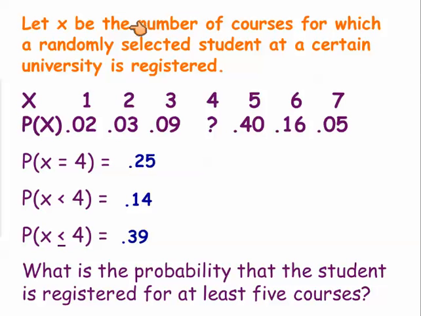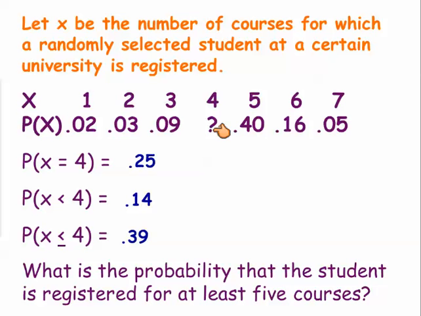Okay, so let's look at this. Let x be the number of courses for which a randomly selected student at a certain university is registered. They could be registered in 1, 2, 3, 4, 5, 6, or 7 classes. Could they be registered in 0? Well, they wouldn't be a student if they were registered in 0, would they? So, this is the probability table down here. They're telling you 0.2, 0.3, 0.9. Oh, they didn't give me a probability for 4.